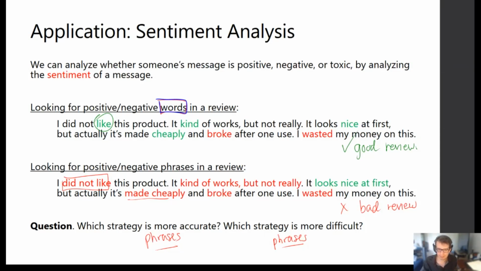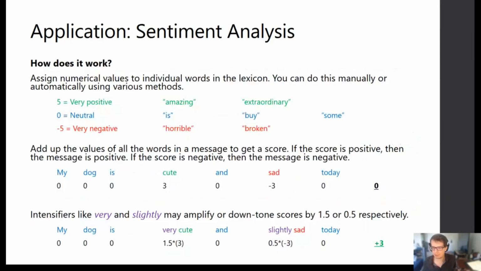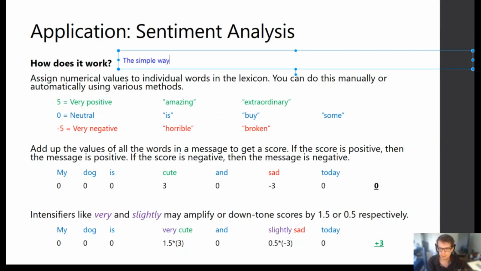So this is how we can determine whether a sentence is positive or negative using words. So how does it work? Colon, the simple way.